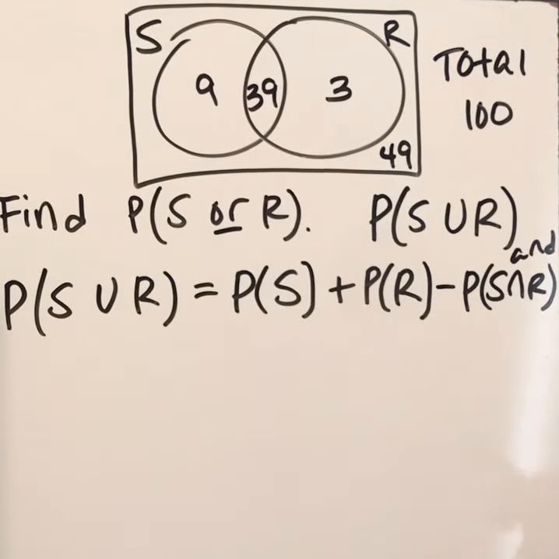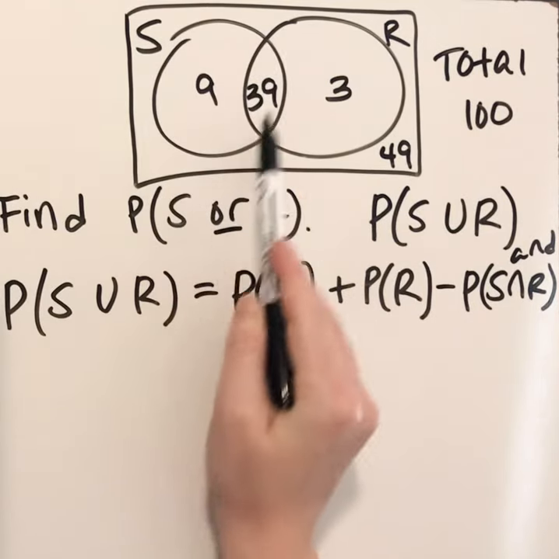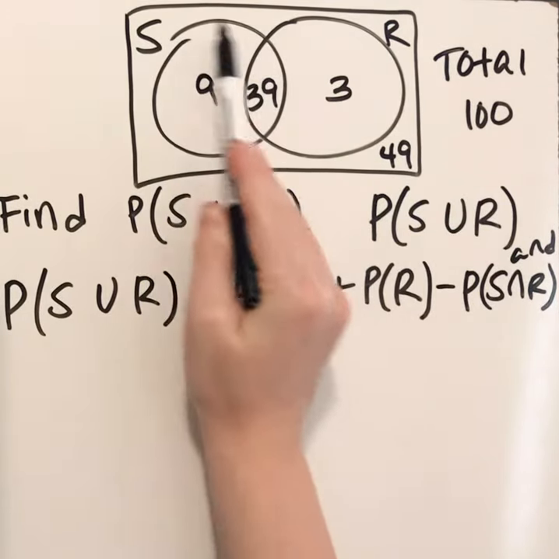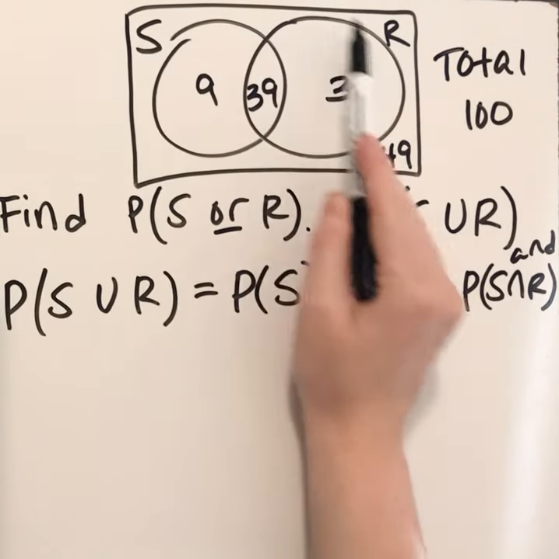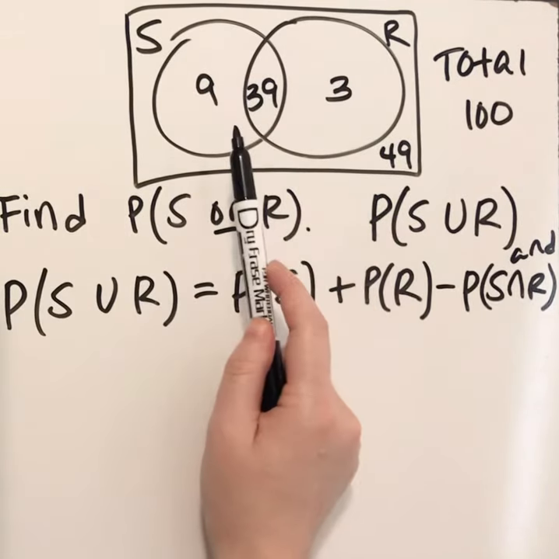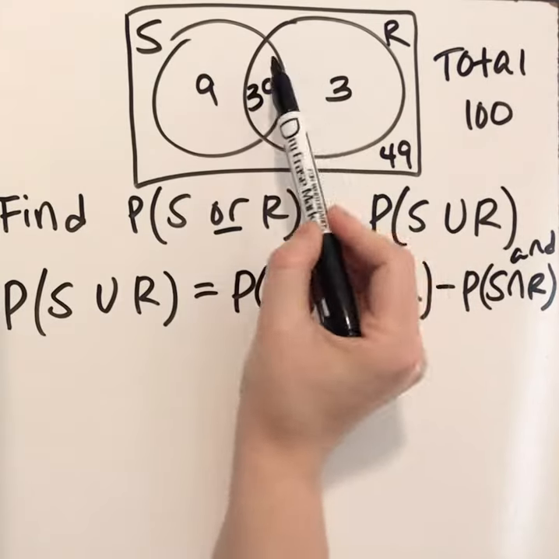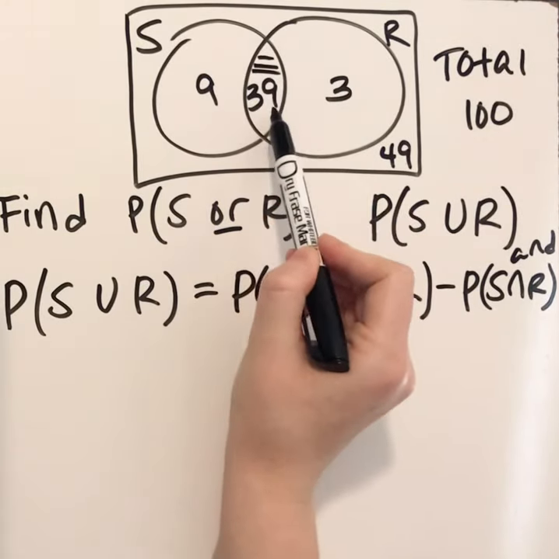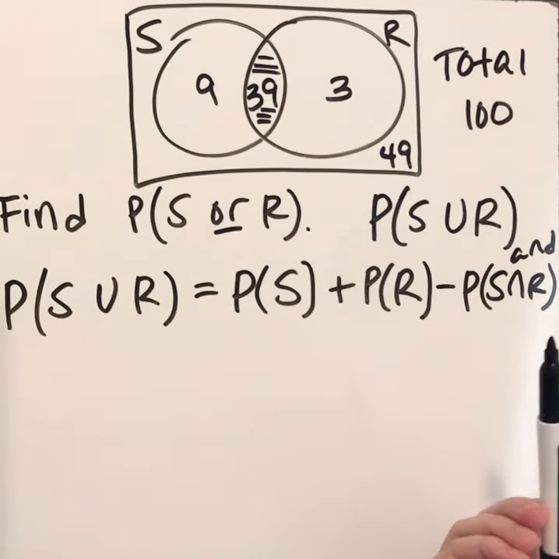So we can understand this in a basic sense. Let's look at it for a second. So we know that 9 plus 39 is the number of people that would own a skateboard, or 48 people own a skateboard. And we know that 39 plus 3, or 42 people, own a rollerblade. Now if I just added the 48 and the 42 together, we have an overlap happening here. These 39 people got 2 votes rather than just 1.